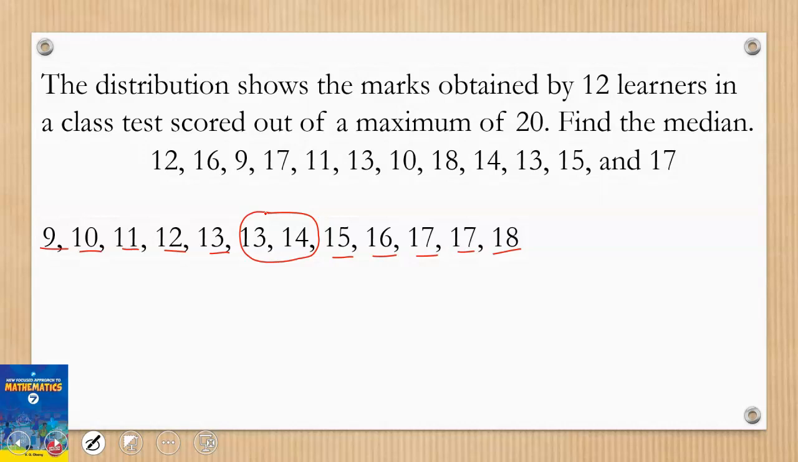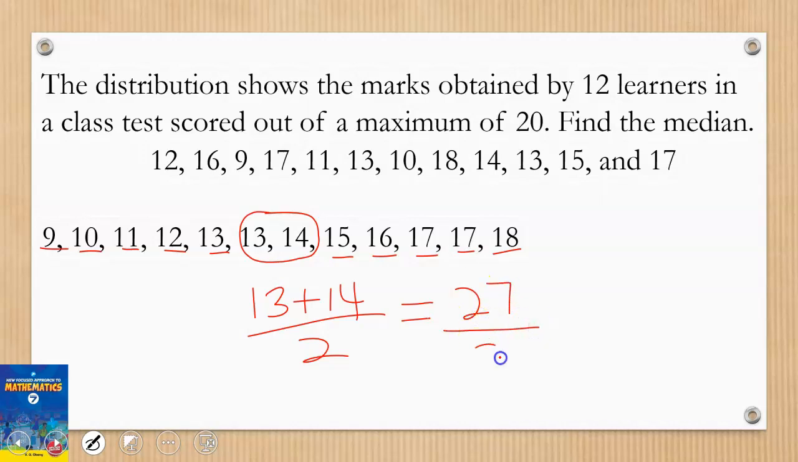If it were only one number, that number becomes my answer. But now that we have two numbers, according to the principle of median, you pick these two numbers and find the average. So what you do is add 13 plus 12 and divide by 2. And 13 plus 12 will give you 27. You divide by 2, and that is going to give us 13.5. And so here our median score is 13.5. Okay, so that is that.